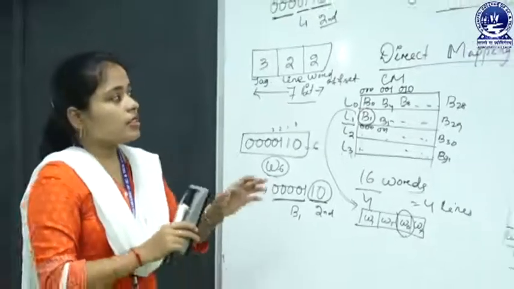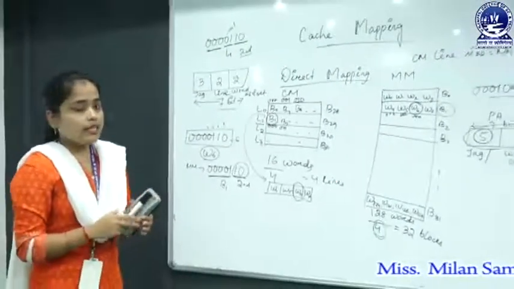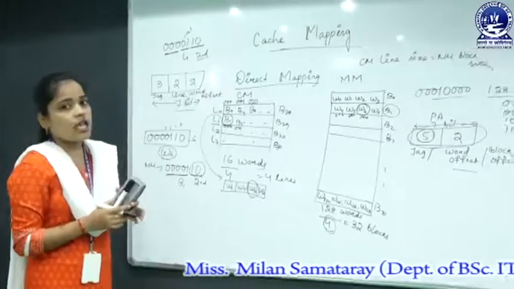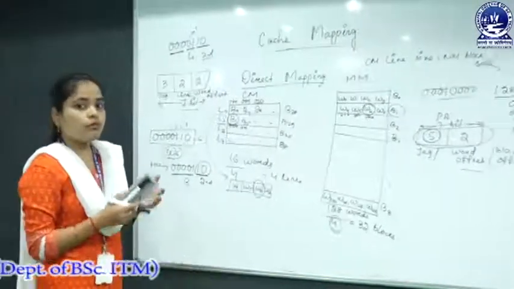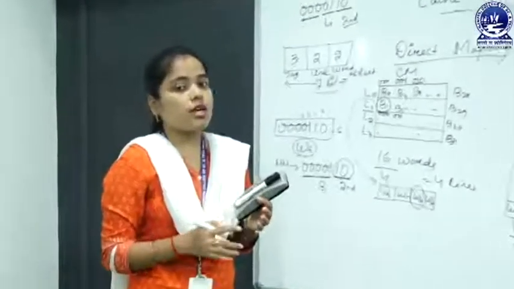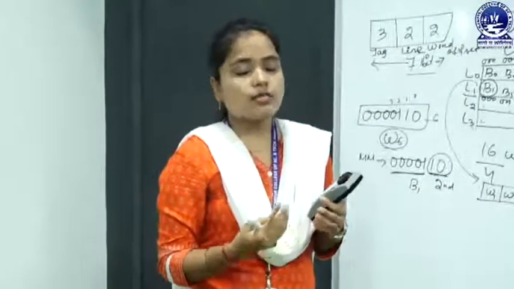So this is the concept of direct mapping. In the next class, we will discuss the advantages and disadvantages of direct mapping, and with that we will also discuss associative mapping and set associative mapping.